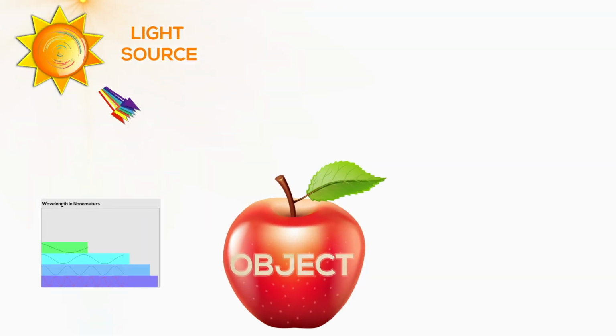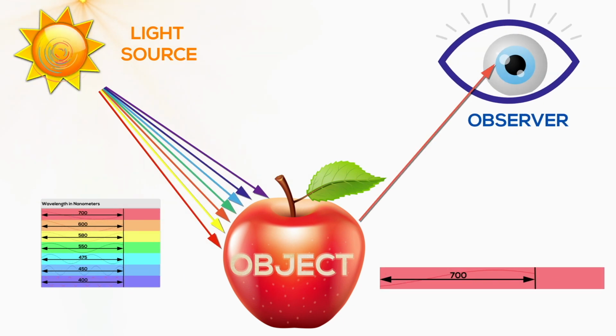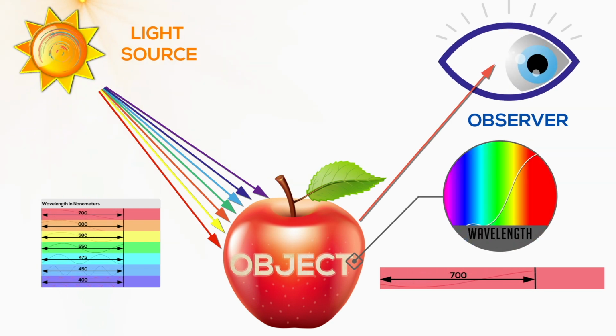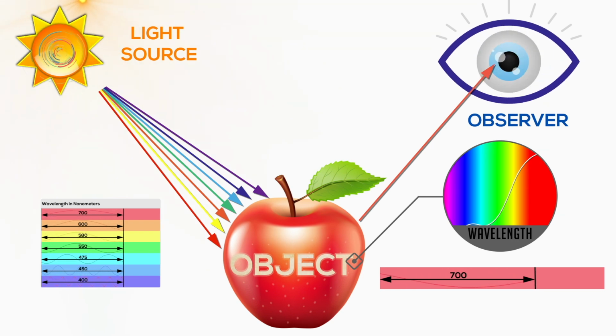An object modifies light by absorbing and reflecting light. The light reflected by an object is an object's color. The amount of light reflected by an object can be measured at each wavelength and can be represented spectrally.